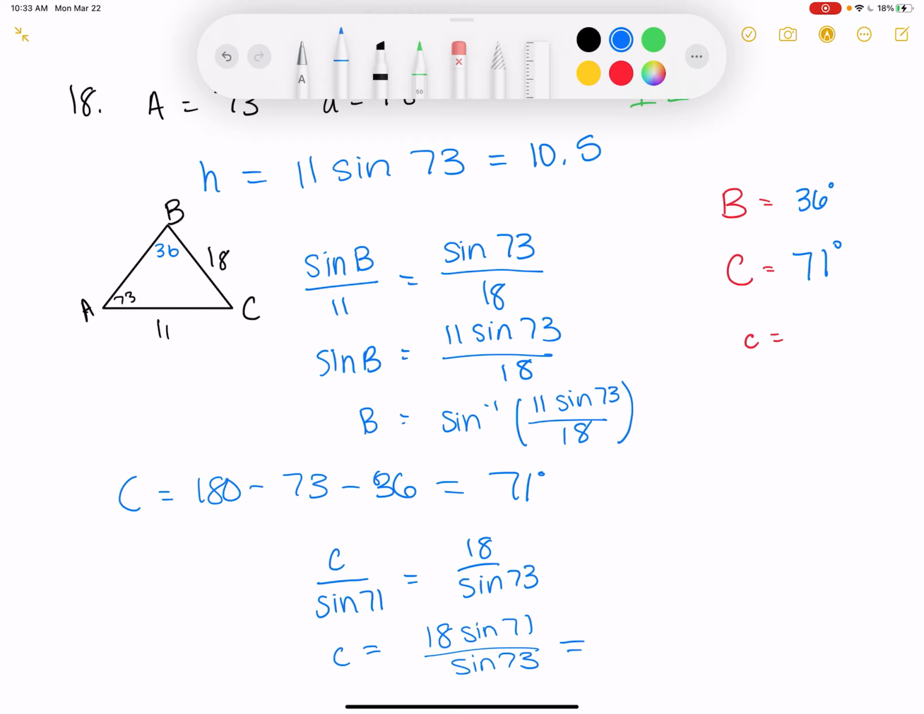It's 18. Let me try it, make sure I know what I'm doing. 18. It doesn't really matter. I just want to say, if it takes up that much room to do one problem, that's an issue. Oh yeah, it comes out to 18.